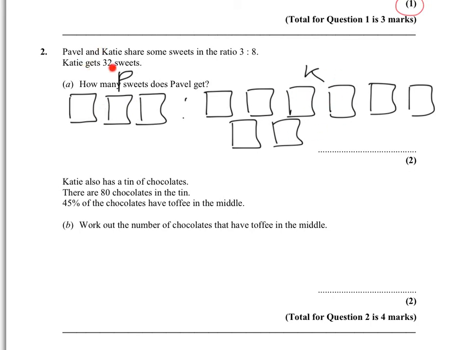Now the question says that Katie gets 32 sweets. So that 32 gets split up across these boxes for Katie. So that is 32 split up into 8 boxes. You can stick that in your calculator if you want, 32 divided by 8, but we're going to get 4 in each box. Once we've filled in Katie's boxes, we make sure that we put the same number in every box across the whole question. So Pavel gets 3 lots of 4, so that is 12 sweets.